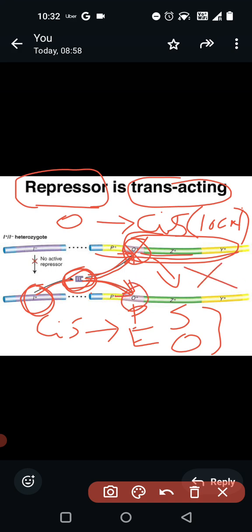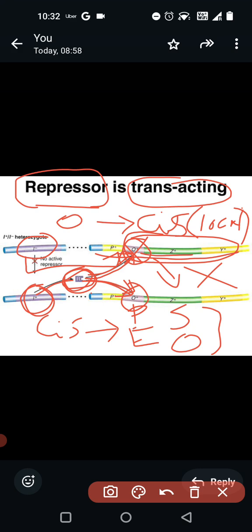As well as here, you can see I negative, which means there is no active repressor. So here no active repressor is found, so it is not bound to the O positive. But since the repressor is trans-acting, it will travel across and stop the activity of another operator also. So this is the meaning of trans- and cis-acting.